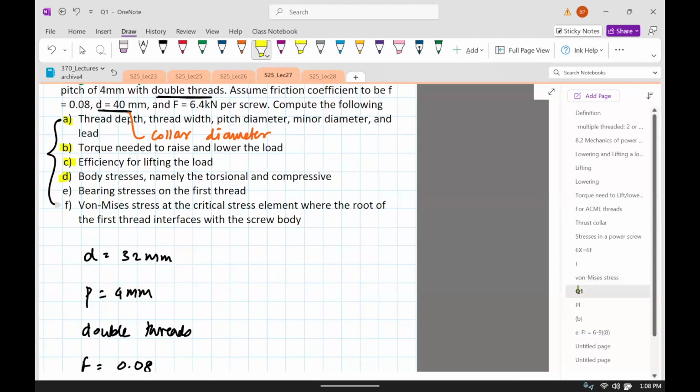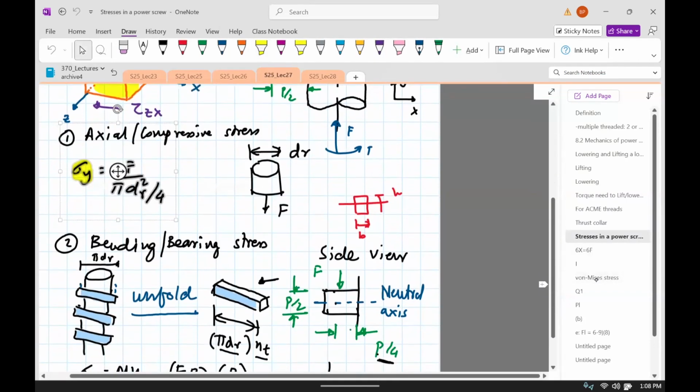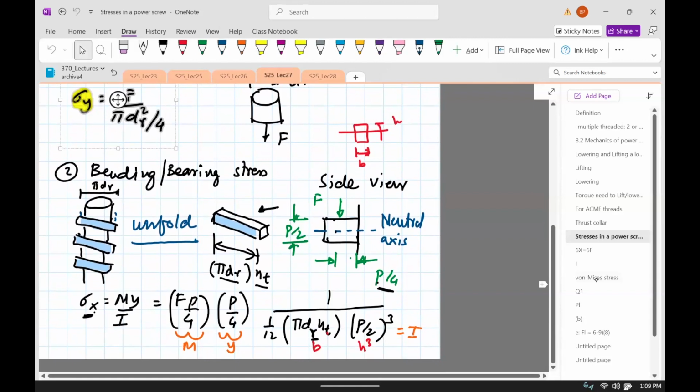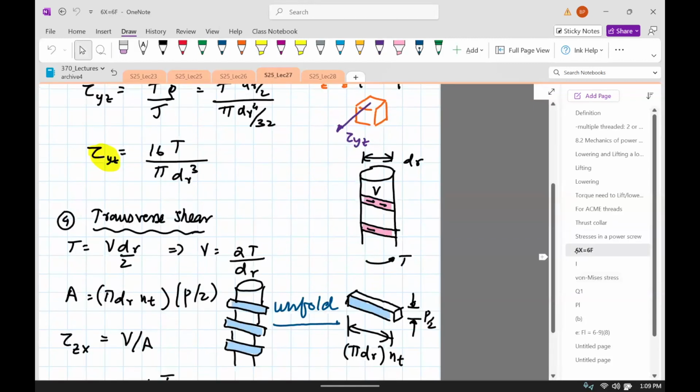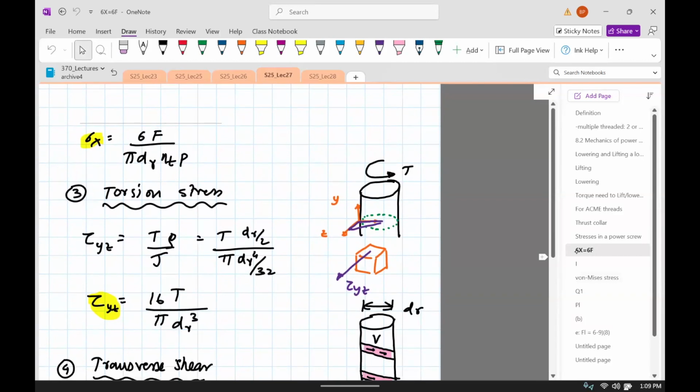Okay, so bearing stress in the first thread, let's look at the equations. So we have axial stress, we have bearing stress. This is the formula. Okay, so here's the simplified formula for bearing stress. Okay, so let's take it.